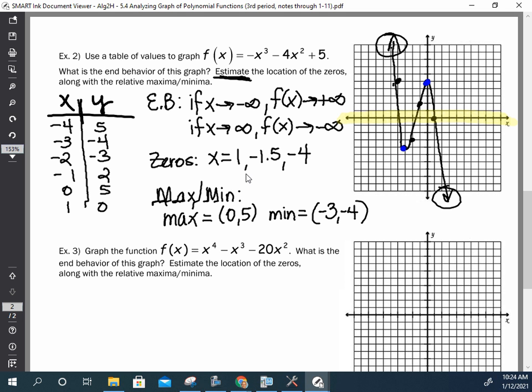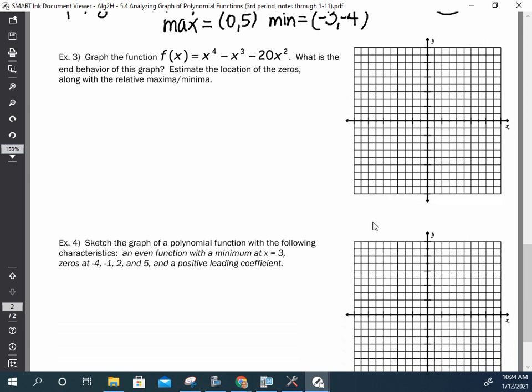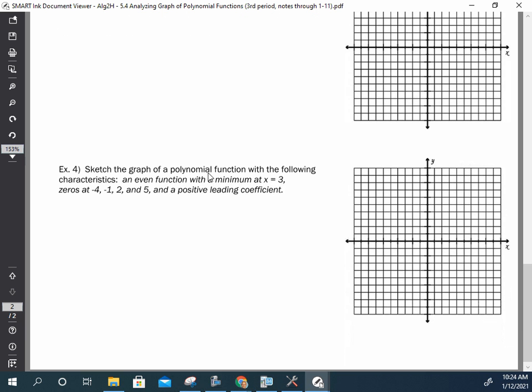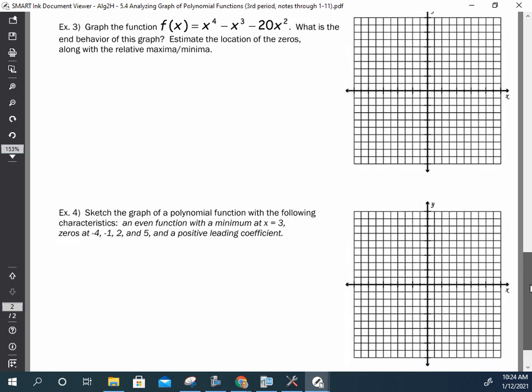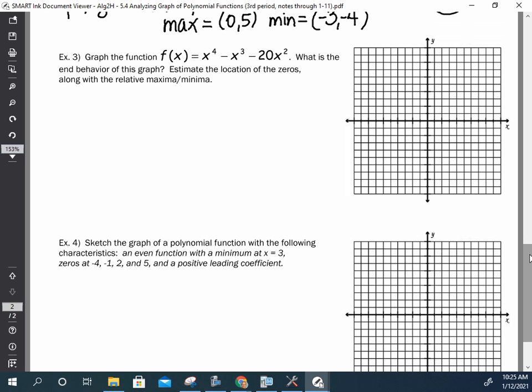So now that we have those pretty much situated, we're going to do 2 more examples. One in which we're going to use the table again, and then another where they give us the information, and we have to produce the graph. So it's a little bit different. After examples 3 and 4, we'll transition into factoring. So let's start with example number 3.